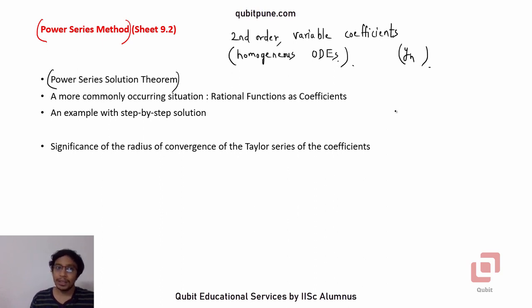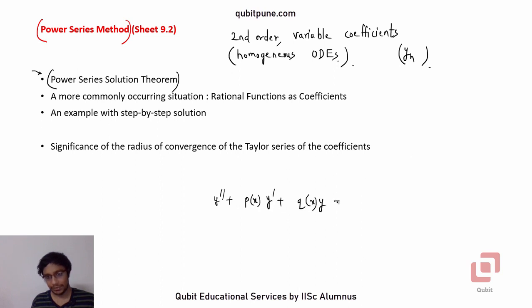Now in almost all of the differential equations that we will be solving with the help of the power series method, they will involve the coefficients. Okay, let us recall the standard form: y double prime plus p of x y prime plus q of x y equal to 0. Okay, so the coefficients that are involved are either usually constants or rational functions. So we will discuss the significance of the singular points of the rational functions as far as the power series solution theorem is concerned.